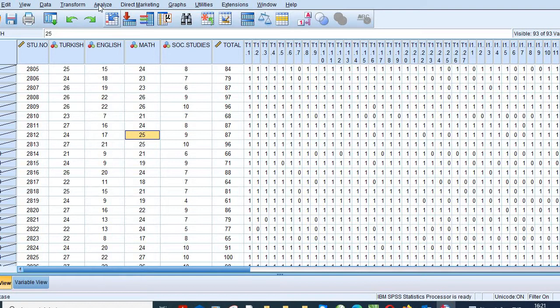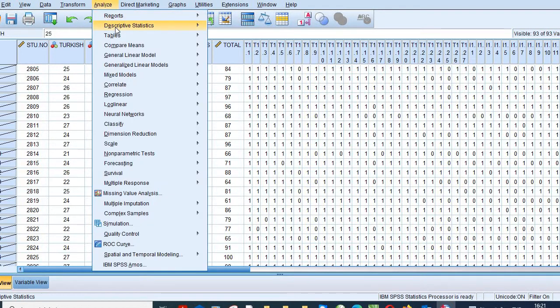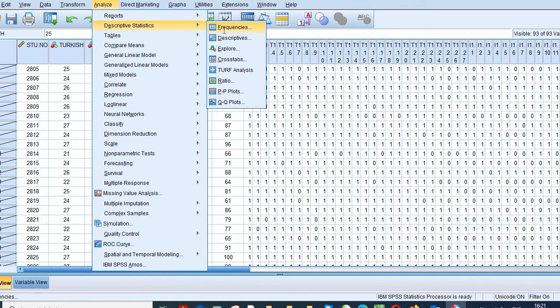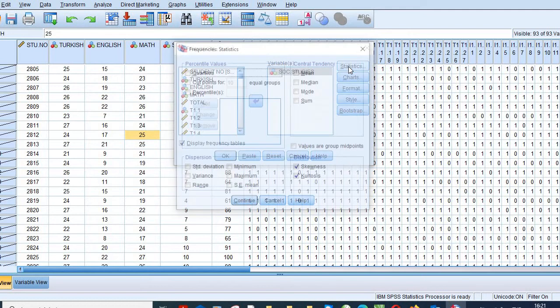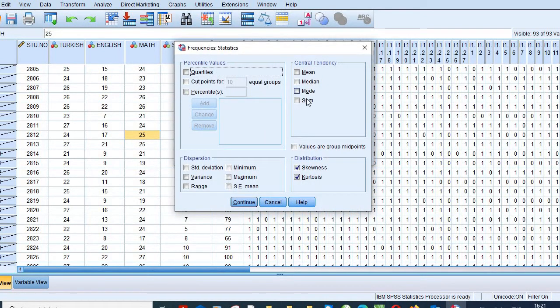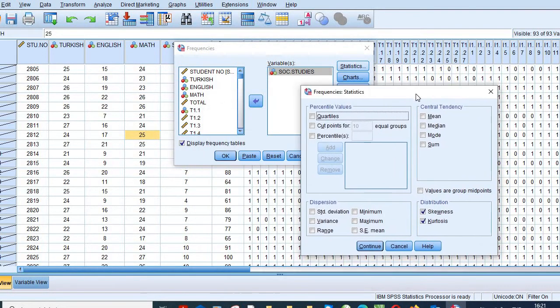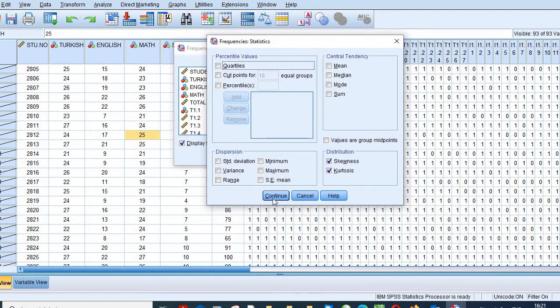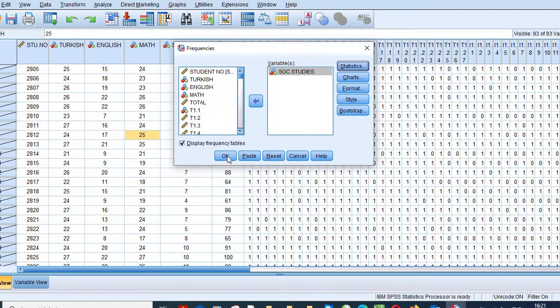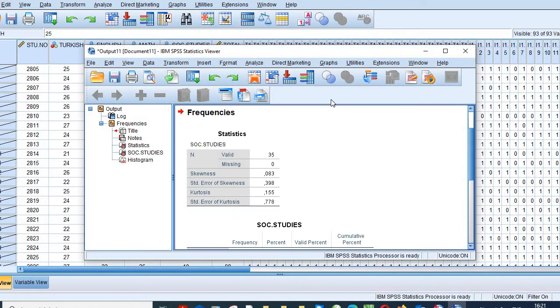And now, let's go back to descriptives, frequencies, and let us check the social studies, basic statistics. I need to use skewness and Kurtosis. That's enough. So I go to frequencies, and then I click statistics, and then skewness and Kurtosis, because I'm going to make use of these two measures.